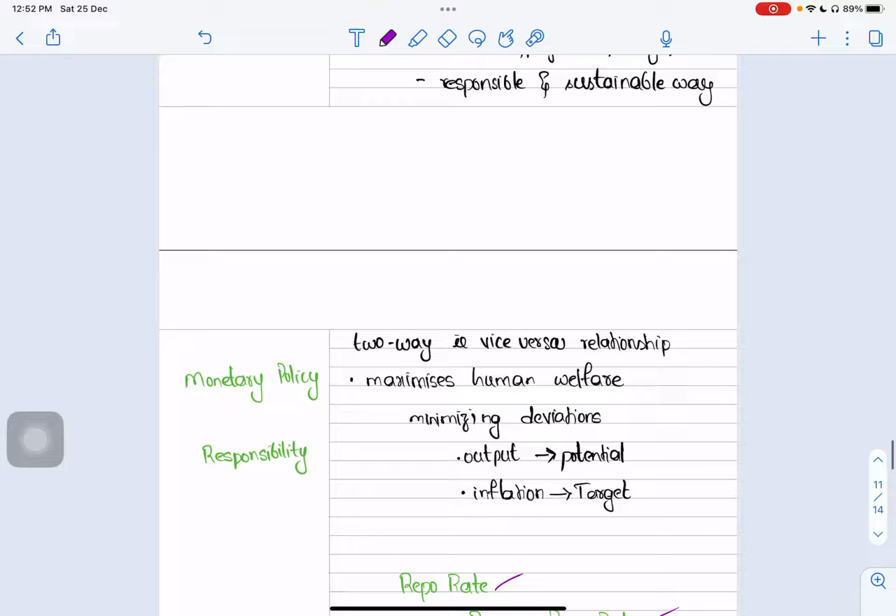Why do this? Because in order to maximize human welfare, RBI's role is to keep the inflation in control. How these two things are interrelated, we will discuss in detail in this video itself.